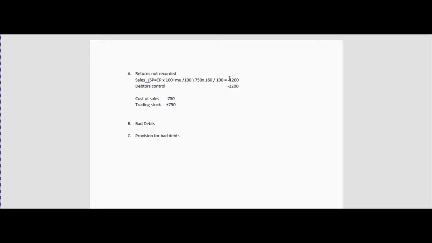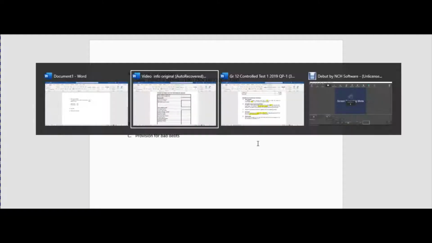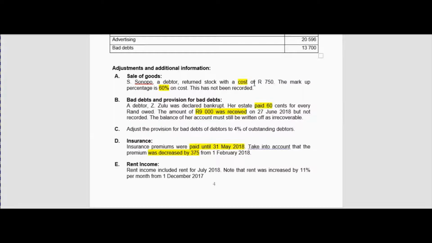So I've got sales minus 1,200 and cost of sales minus 750. So let's go back to the income statement. So I've got a minus 1,200 from sales, and I've got a minus the 750 from cost of sales. Good, so that is all I need to do at this stage.